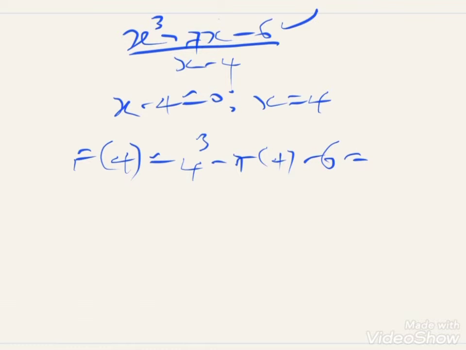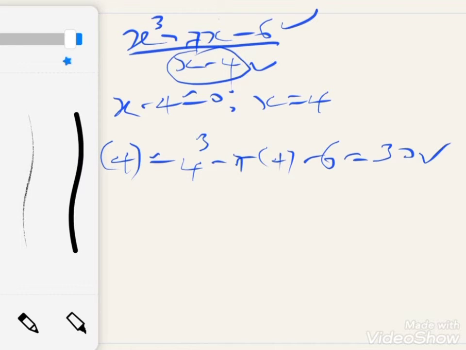When we evaluate all this, we shall have 30. So it shows that 30 is the remainder. Okay, f of 4 is equal to what? 30. So our remainder is now 30. Since our remainder is 30, it shows that the divisor here, x minus 4, is not a factor of the numerator, the polynomial.